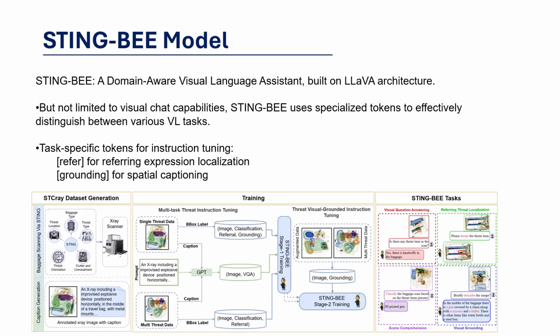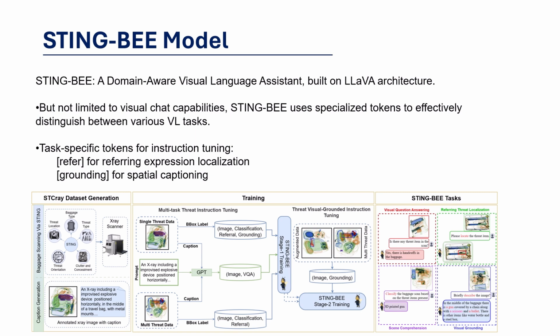Our STING-B model is a domain-aware visual AI assistant which is built upon the LLaVA architecture. However, unlike LLaVA, which is limited to visual chat capabilities, STING-B uses specialized tokens to distinguish between the diverse VL tasks and deliver responses with tailored granularity. It uses specific task identification tokens for referring, threat localization and visual grounding.